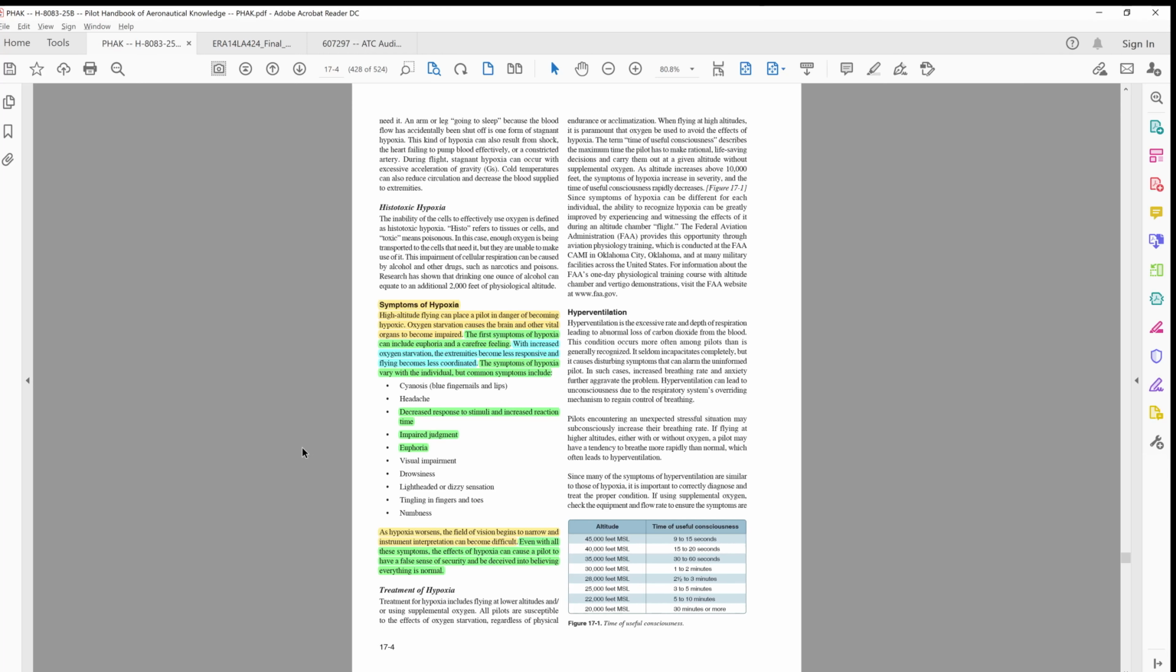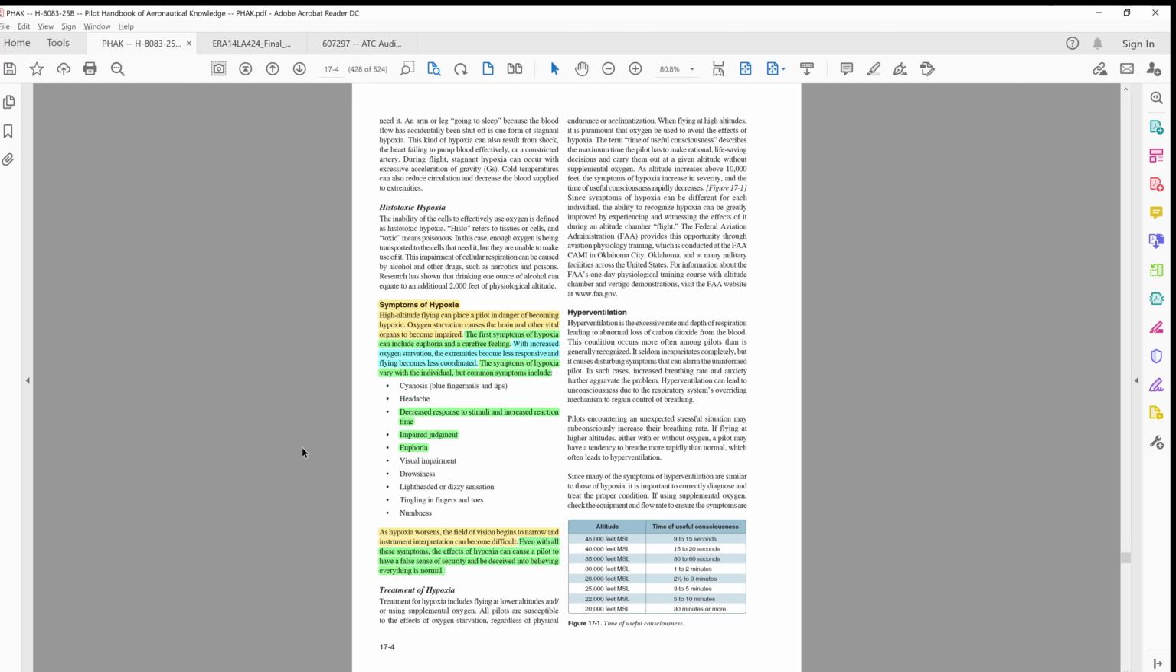With increased oxygen starvation, the extremities become less responsive and flying becomes less coordinated. That's true. I'm not sure how much controllers will see that because in order to go high enough to where you're hypoxic, most everybody these days is on autopilot and not really hand flying. It's, of course, possible somebody's hand flying, but a lot of these pilots now are on autopilot, and so I don't know that we're going to see that very much, with them kind of wandering around.